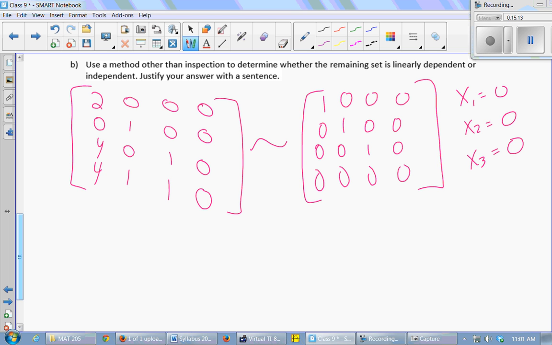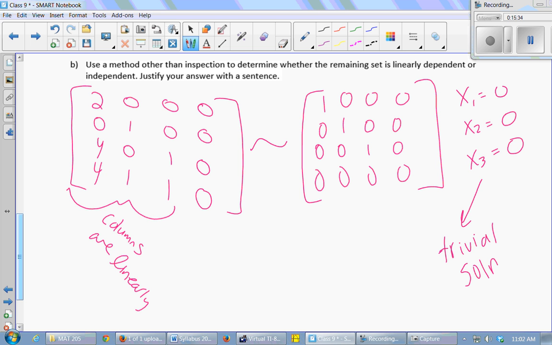Yep. So this is what we call the trivial solution. So because my system has only the trivial solution, the columns of this matrix, right? These columns are linearly independent. The only way to write one as a linear combination of the other two is if all your weights are zeros. No, that's wrong. We're not talking about that. You can't write one as a linear combination of the other two.